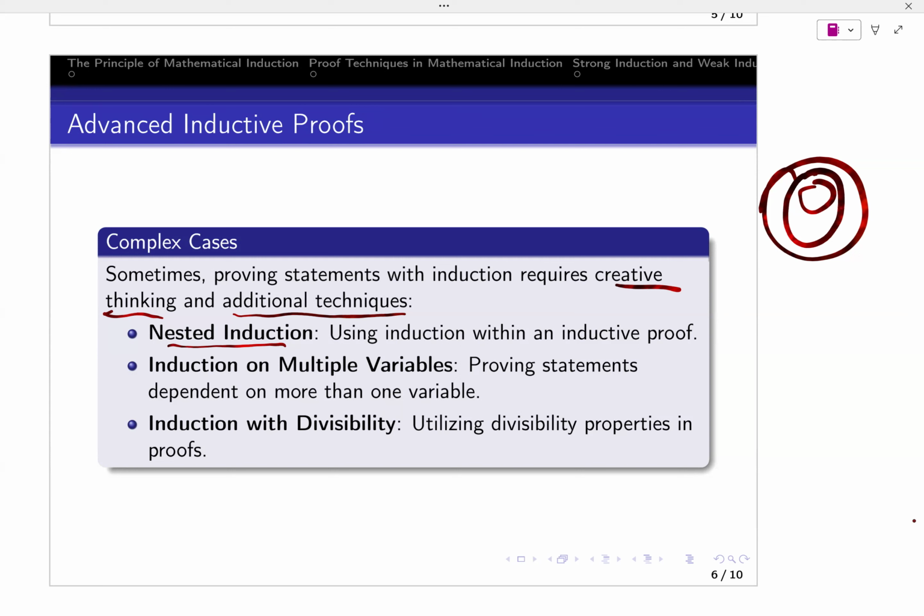And then you have induction on multiple variables. This is proving statements dependent on more than one variable. That's possible, though we'll hardly come across some of these things in this series. Induction with divisibility too, utilizing divisibility properties in proofs. Sometimes you want to prove that a particular expression is divisible by 9. So we are going to see how to tackle some of these issues. It's important. There are some rules for divisibility generally. For instance, all numbers are divisible by 1, that's for sure. Then how do you know numbers that are divisible by 2?